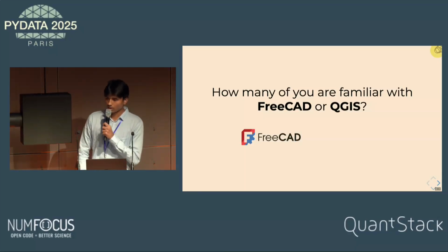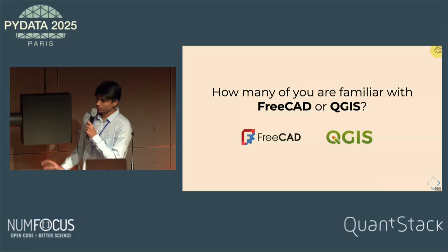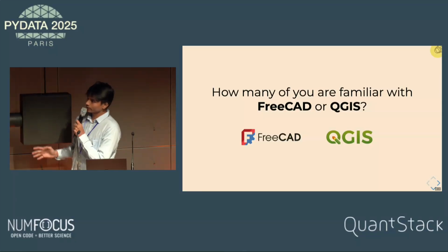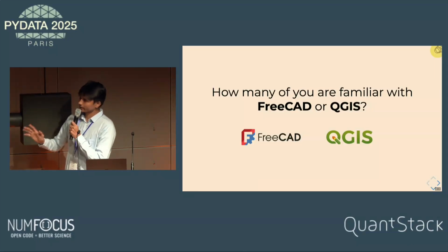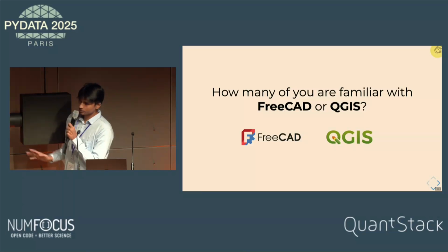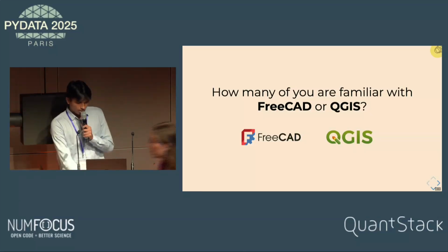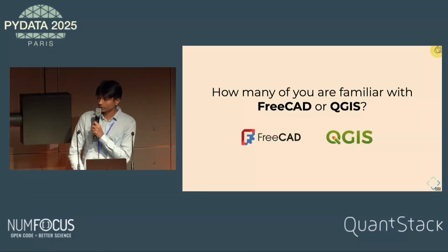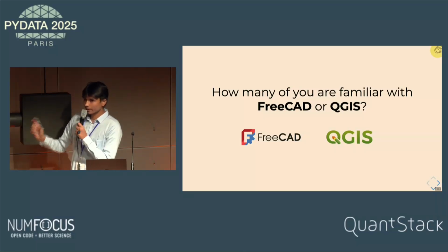So both of these tools are very powerful. Both of these tools are desktop based and they provide a lot of utility in their domains. FreeCAD is a go-to tool for 3D modeling, 2D modeling, design, architecture, and all. And QGIS is your go-to tool for all the geospatial data, geospatial analysis, and GIS editing and stuff. These tools are really powerful and they provide a lot of utility, but they come with some pain points.